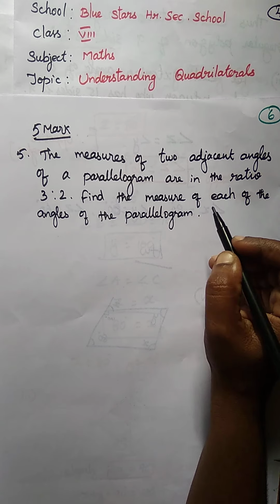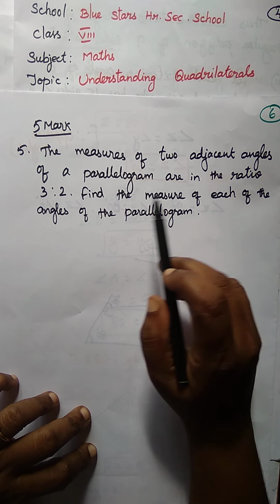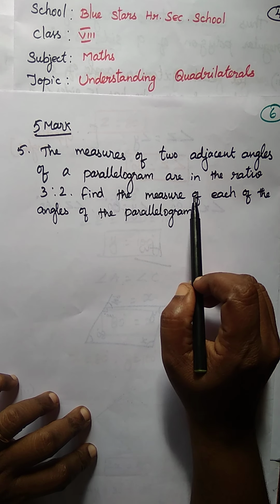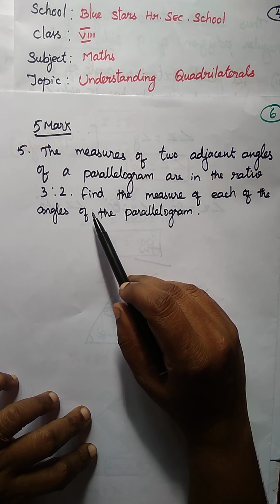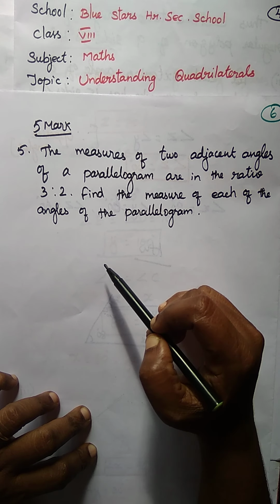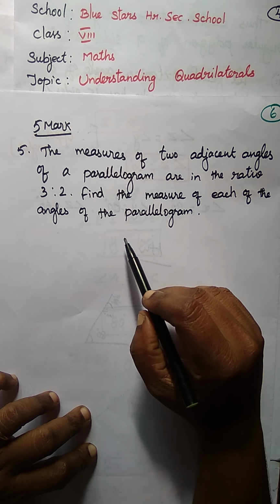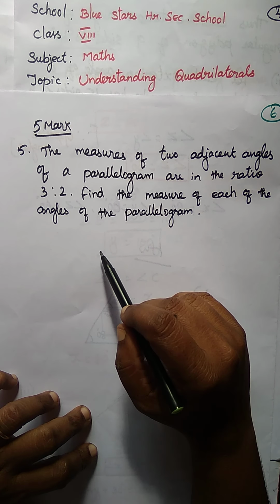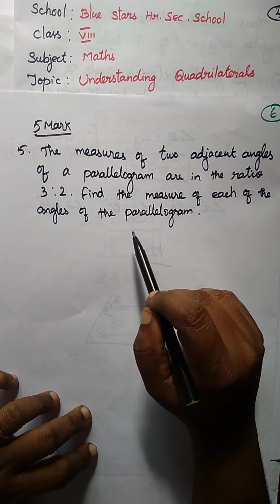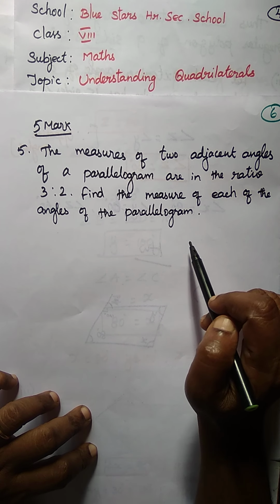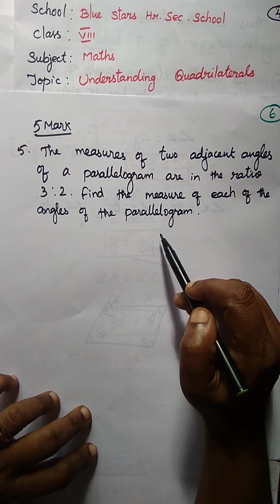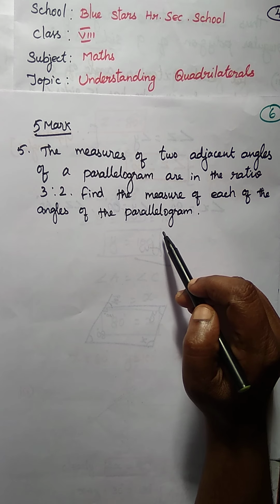See the question. The measures of two adjacent angles of a parallelogram are in the ratio 3:2. Okay, so two adjacent angles ratio is given. Find the measure of each of angles of the parallelogram. So ratio value is given. Using that we are going to find the measurement of each angle of a parallelogram.